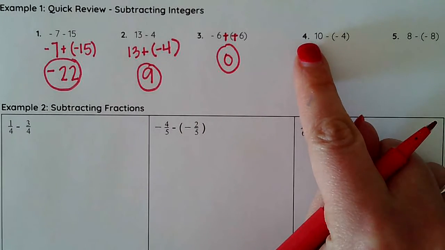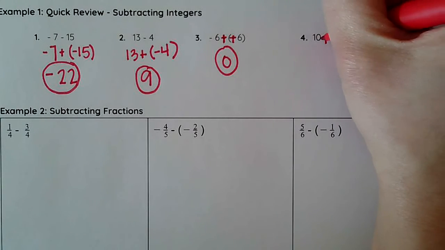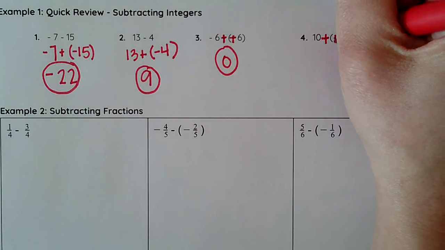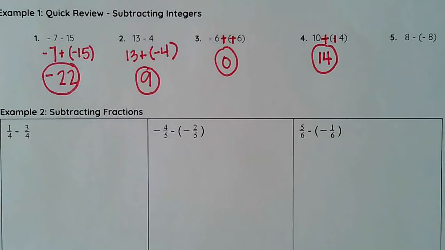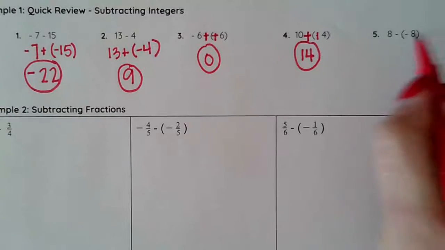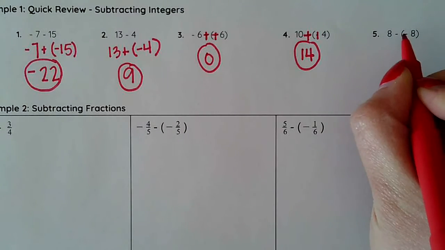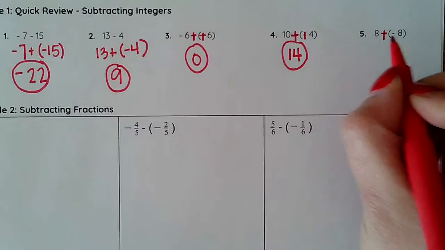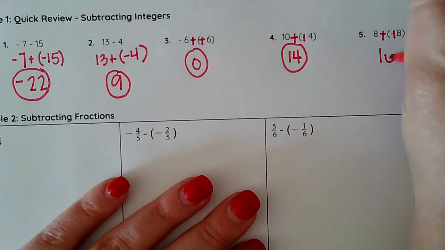Here again, I've got 10 minus -4. If I keep that 10 the same, turn the symbol into addition, and determine the opposite of -4 is +4, I will get 14. Lastly, I've got 8 minus -8. If I keep that 8 the same, turn my symbol into addition, opposite of -8 is +8. 8 plus +8 is 16.